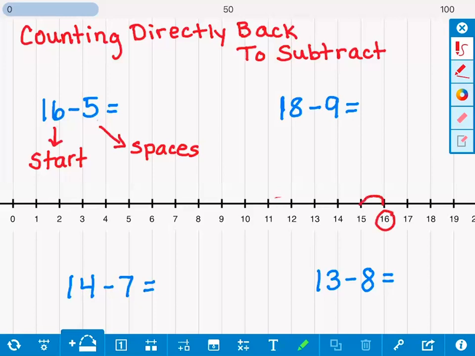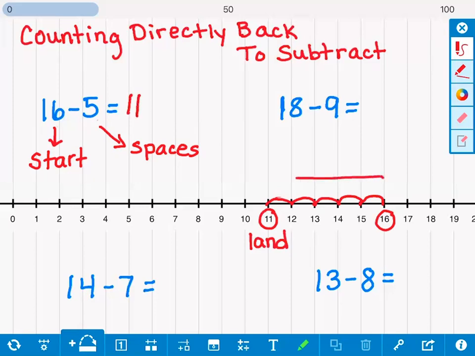1, 2, 3, 4, 5. You see where I landed is 11. So where you land is the difference or the answer. So 16 minus 5 is 11.